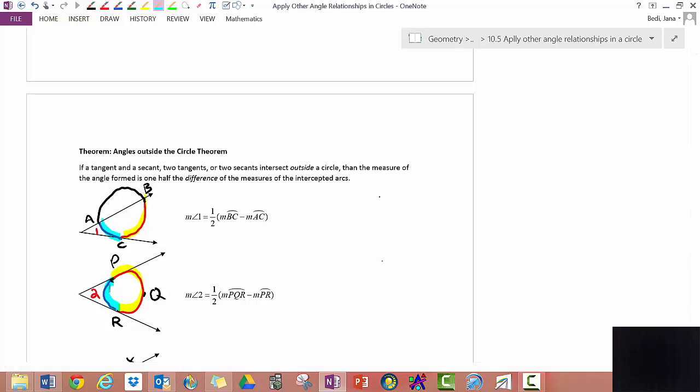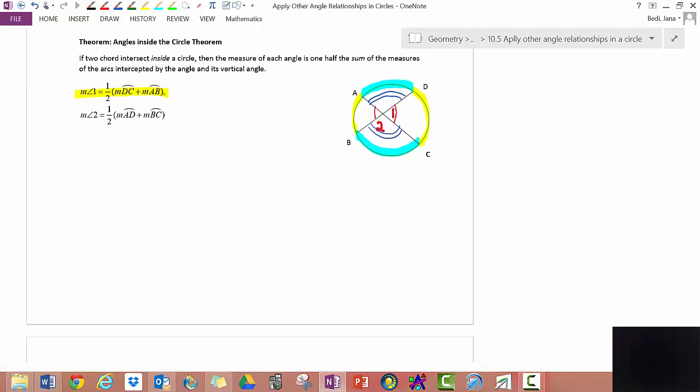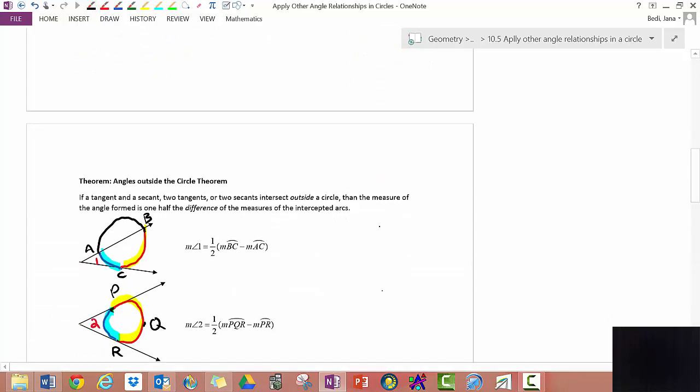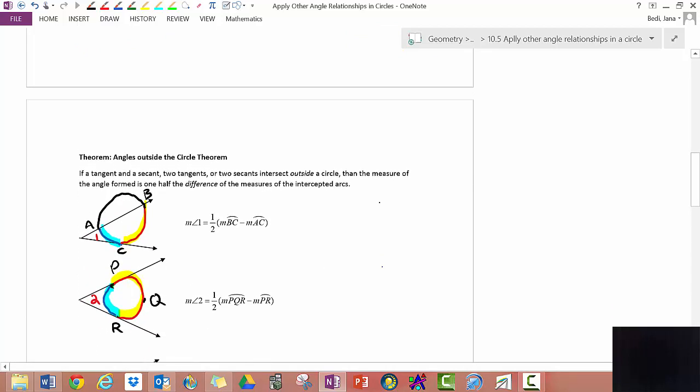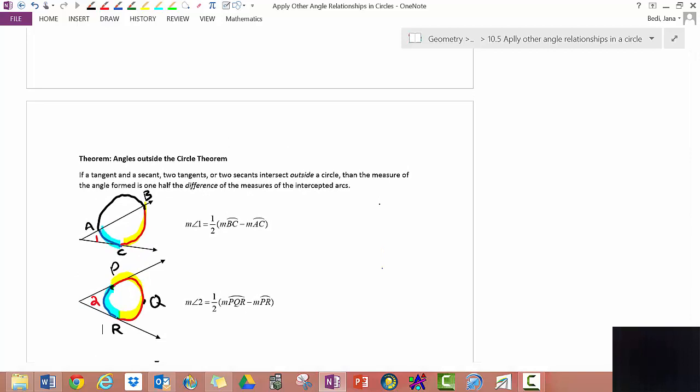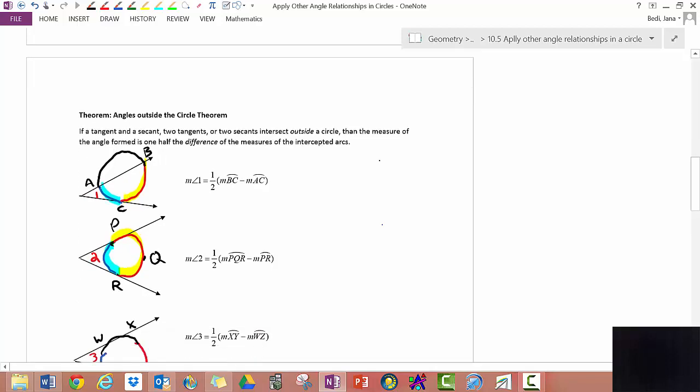PQR forms a complete circle, so if you knew the measure of PQR, the measure of PR would be 360 minus the measure of PQR. Just going back up here, when the angles are created inside the circle, you add the two intercepted arc measures and divide by 2. When the angle created is outside the circle, you subtract the smaller intercepted arc from the bigger, and divide by 2.